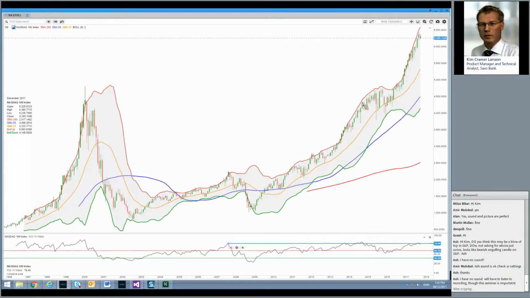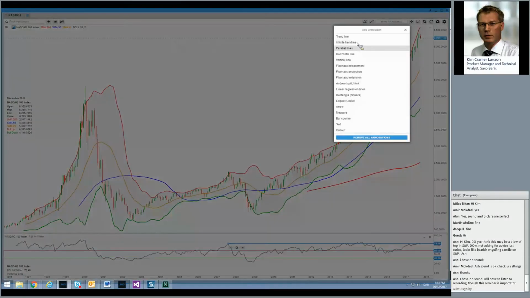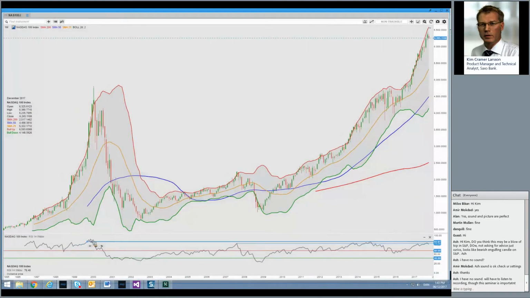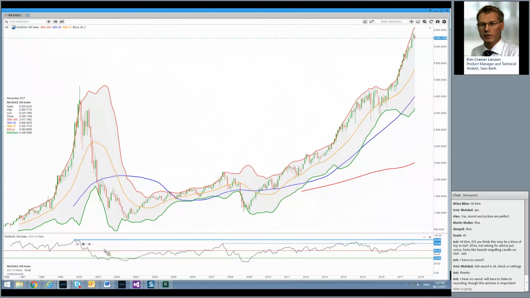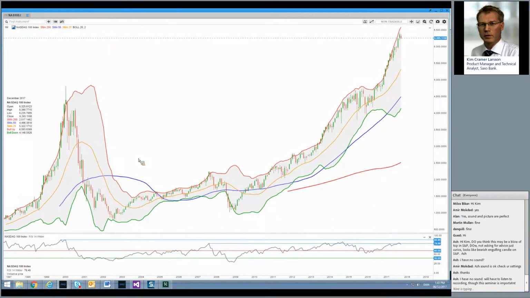We have some of the highest values on the RSI, and we haven't seen this almost since the dot-com bubble. So are we in a bubble? Well, there are certainly signs of that, but again, I'm not saying it's going to burst anytime soon, but there is definitely a little bit of a warning sign.